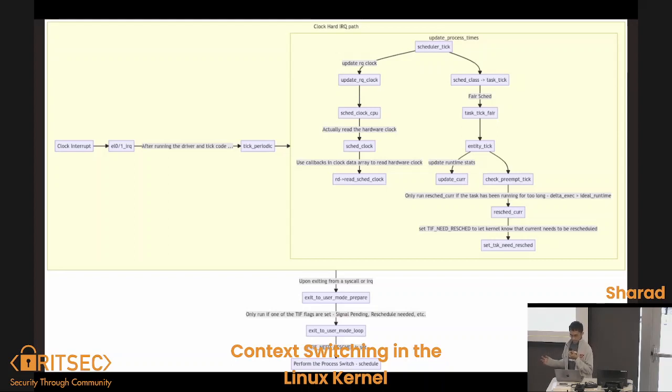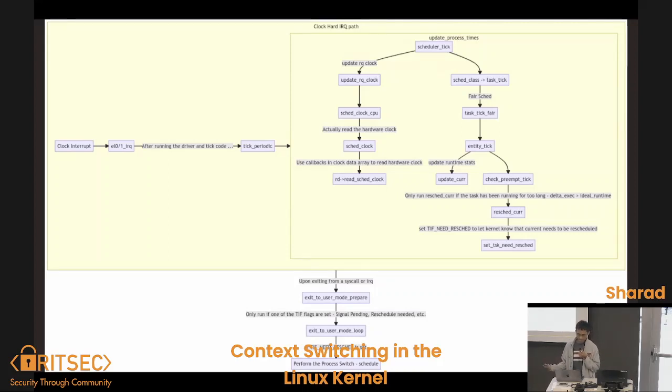And resched cur sets a flag called TIF need resched. That lets the CPU know that at some point in the near future, this process needs to be taken off the CPU. This is useful because we can't do all the work in the IRQ, because IRQs need to be fast. So we need to set a flag first and defer that work to a little later.